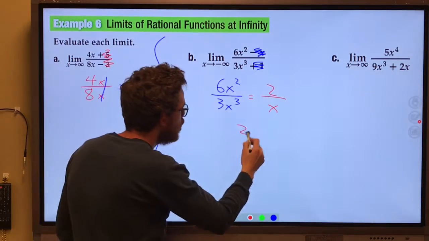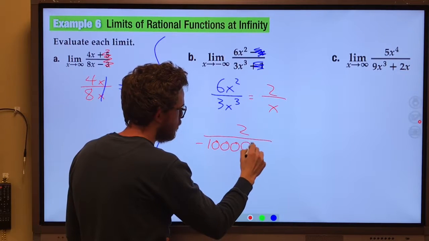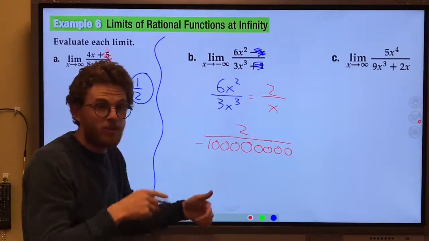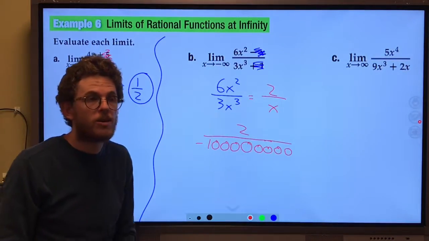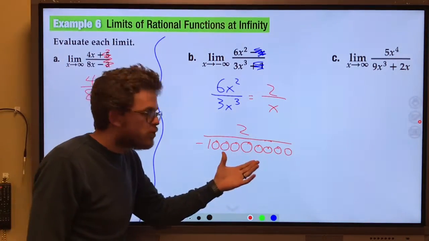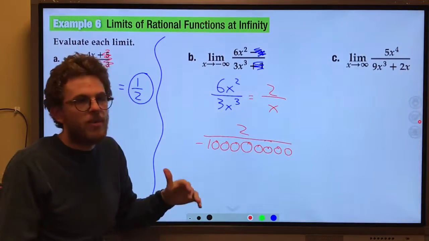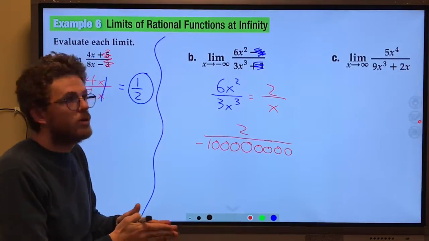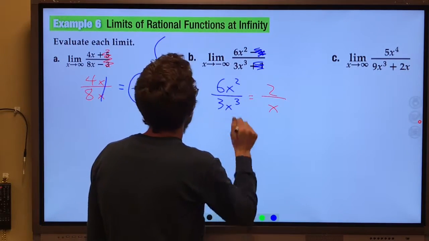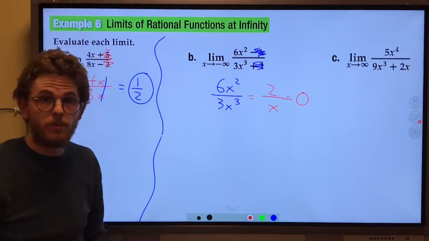I mean, think about 2 over some really, really large number. Whatever you want that really large number to be, think about that. 2 divided by some really large number. You plug it in your calculator, and your calculator is basically going to say 0. The larger number we're dividing by, the closer this is going to get to 0. Even though it's negative, it doesn't matter. It's going to be getting closer and closer to 0. This limit right here, as x is approaching negative infinity, is 0.